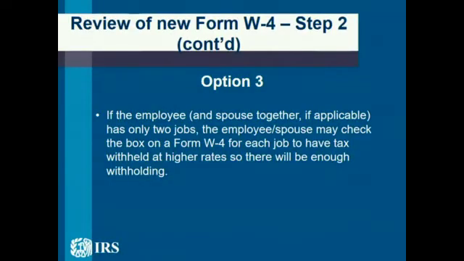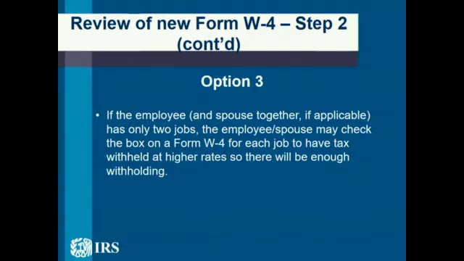If the employees or employee and spouse hold just 2 jobs at the same time, they can use Option 3. They check the box in Step 2C on each of their Forms W-4 for both jobs. Employers will then apply special withholding tables with lower thresholds for each tax bracket to figure withholding for each of the 2 jobs. This will increase withholding for each job.